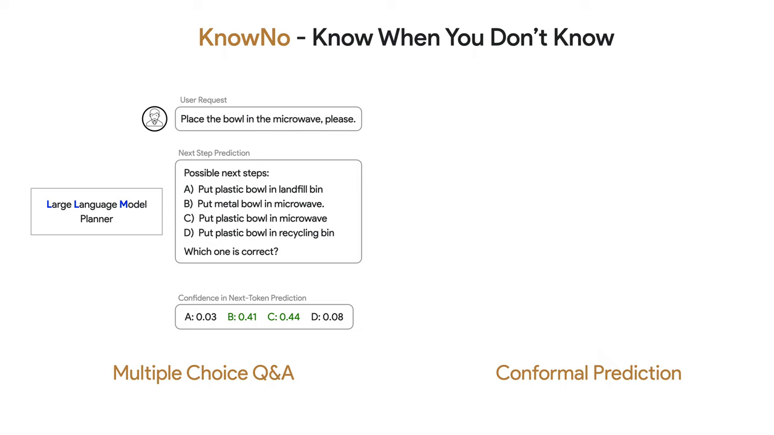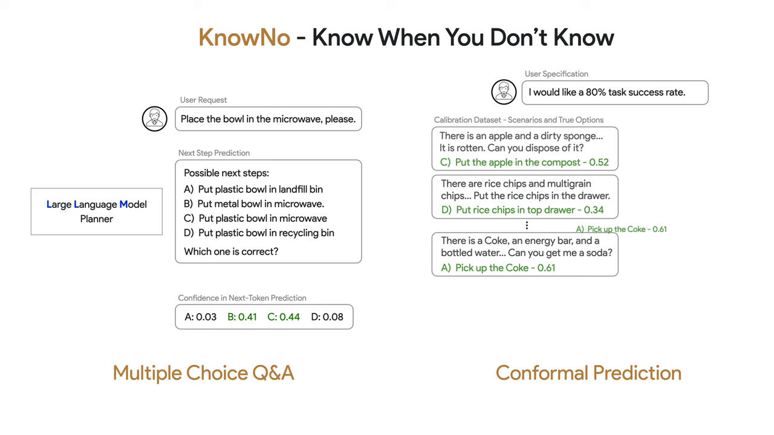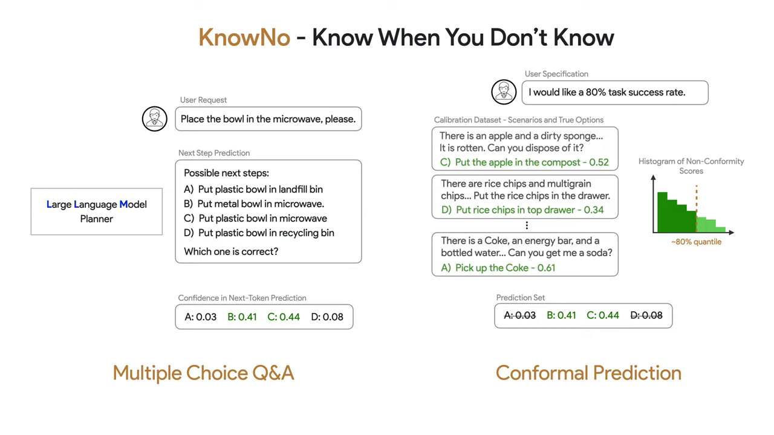Next, KnowNo leverages the theory of conformal prediction. For example, the user may specify a target success rate of 80%. KnowNo then looks at a calibration dataset with diverse scenarios and roughly finds the 80% quantile of the scores of the true options corresponding to these scenarios. Then at test time, we use the quantile to determine which options to include in a prediction set. Conformal prediction provides a guarantee that the correct plan is included in the set with at least 80% probability. Conformal prediction also generates small prediction sets. These two properties are well aligned with the goal of calibrated confidence and minimal help.